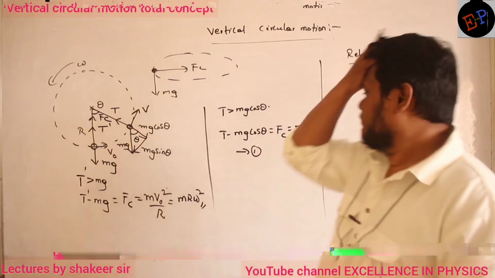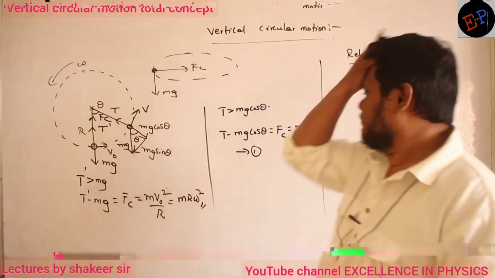I am throwing with a velocity of √5gl. Now after the body covers 90 degrees, what is its velocity? Similarly, after covering 180 degrees, what will be its velocity? How can I do this? What is that equation for? We have already derived one equation for final velocity. Now what is that equation?